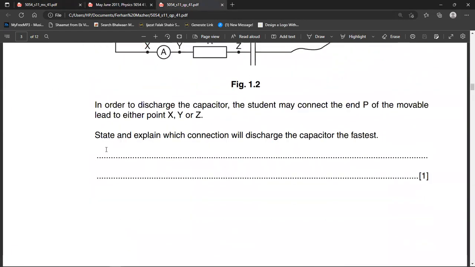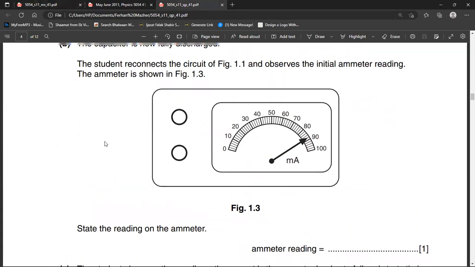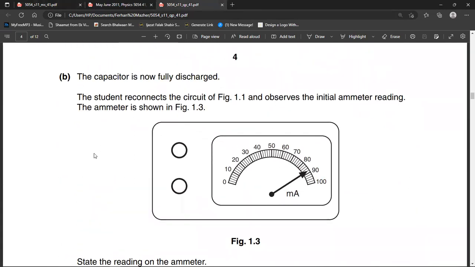Okay, so now we are going to the next part. That's the B part. It says the capacitor is now fully discharged. The student reconnects the circuit of figure 1.1 and observes the initial ammeter reading. The ammeter is shown in figure 1.3. So what's the reading here?